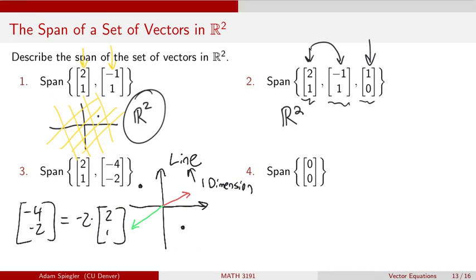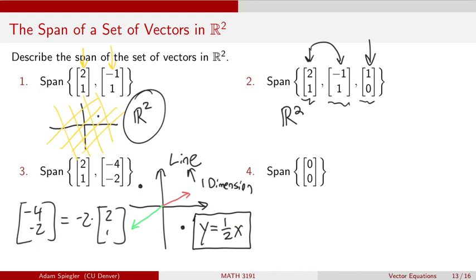So the span of these two vectors, in other words, would be something that sits along the line y is equal to 1/2 x. So in this case, we don't get all of R2. We get just a subset of R2, all of the points that sit on that line.